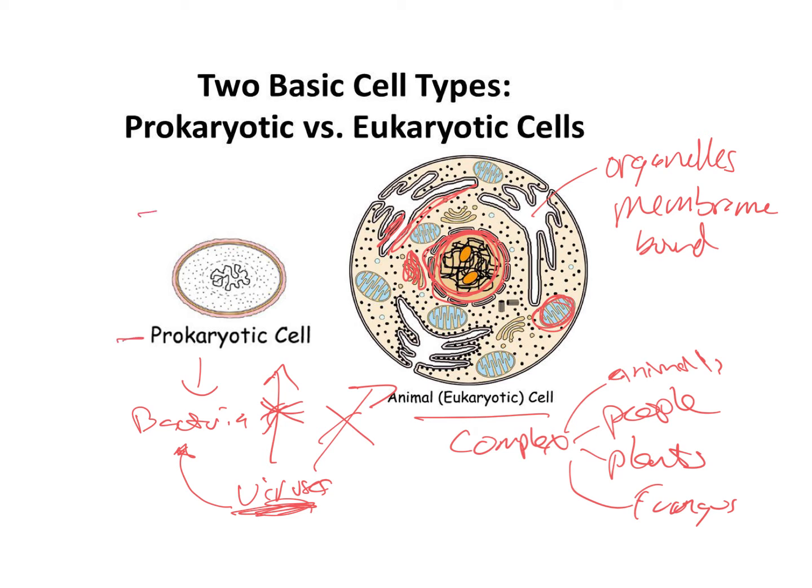Prokaryotic cells still have DNA. And then they also have these little dots, and those are ribosomes. So those are basically the two main parts that make up a prokaryotic cell, DNA and ribosomes. So they can make protein, that's what ribosomes do, and then they have their DNA.